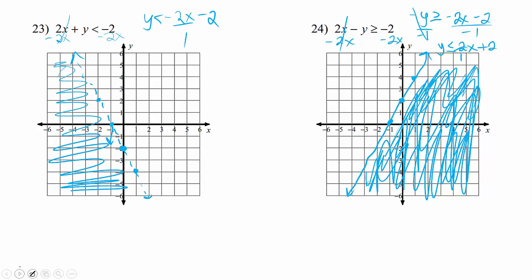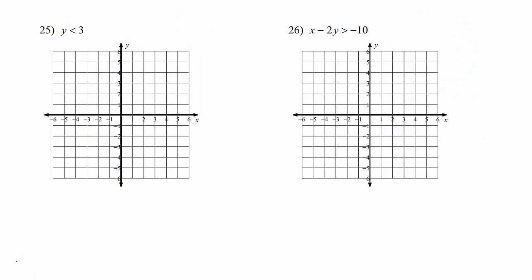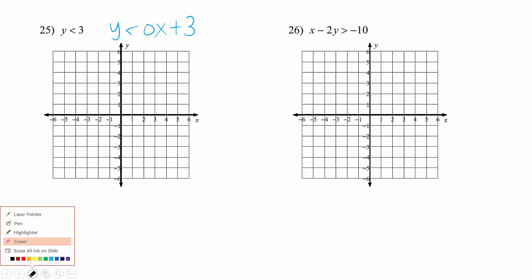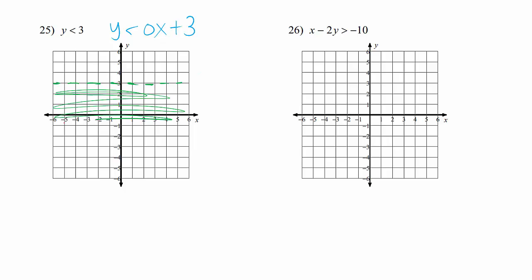These are the last two I have. So y, we can still think of as slope-intercept form if we put a 0x, meaning that this has a slope of 0, so it goes through 3 as a horizontal line. Or we can just remember that y without x is a horizontal line. So dashed line at 3. If I want less than, and it's a horizontal line, I can use above or below. So that's below. Greater than, we shade above.